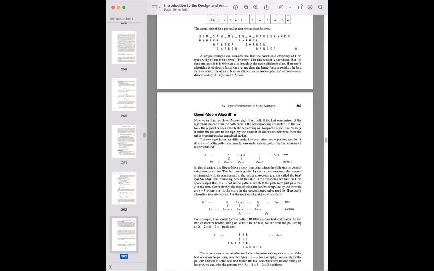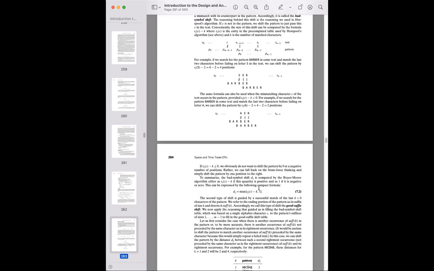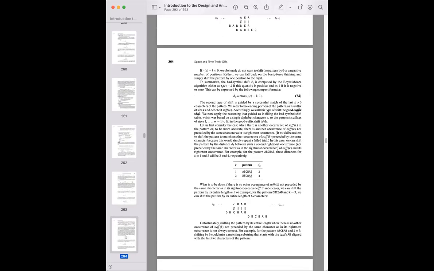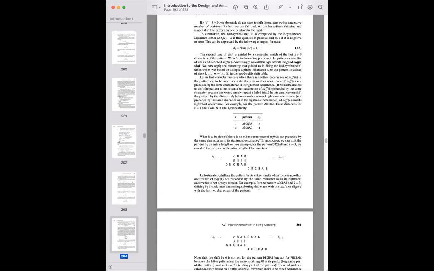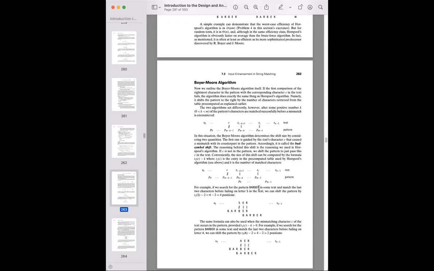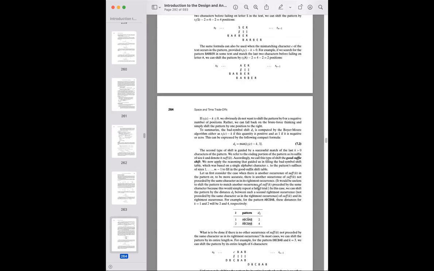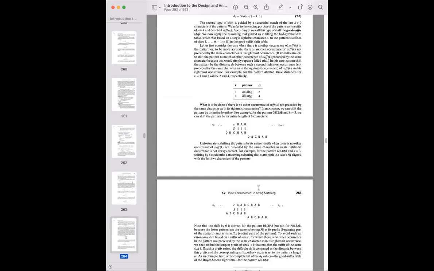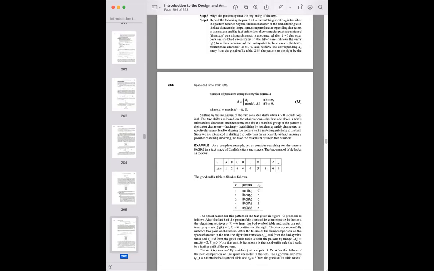Boyer-Moore is going to get a little more complicated. It has a bad symbol shift, it has the good suffix shift, all that stuff. Again, you can read through this, but I'm not going to test you on it. I think knowing Horspool gives you enough of a flavor of what we're trying to do. There's nothing wrong with this. It's a fine algorithm, and you can certainly go through that. But I won't give you homework on it, since it's based on the other.